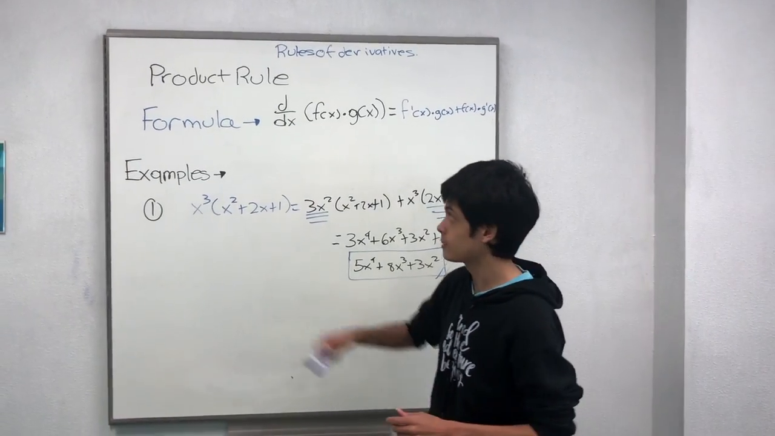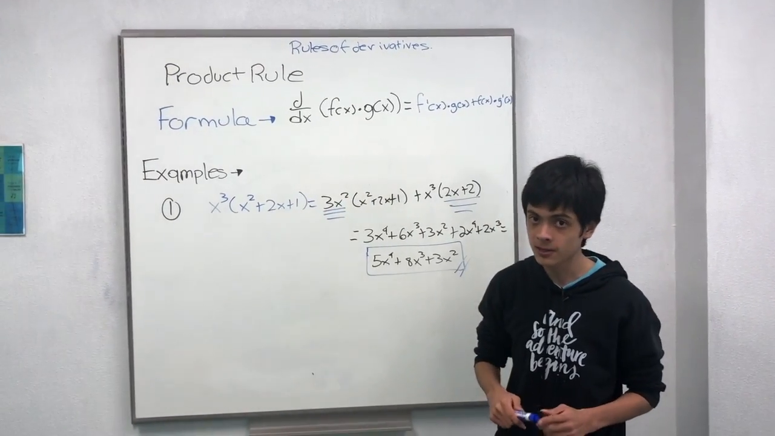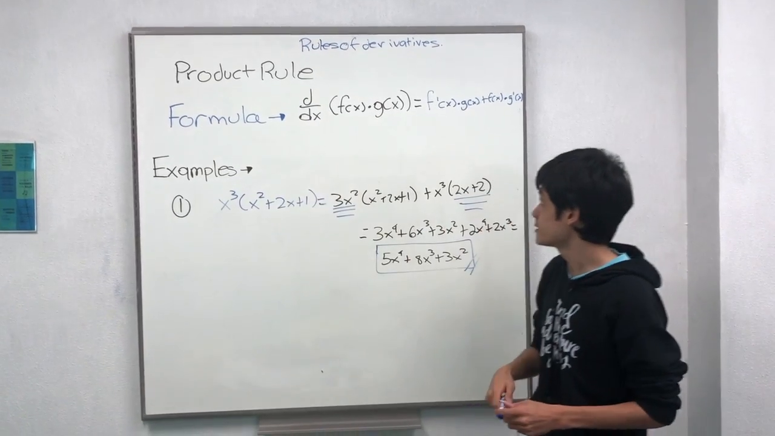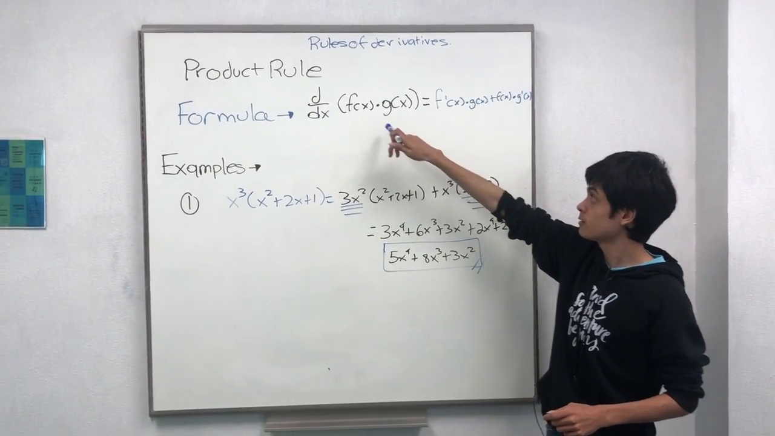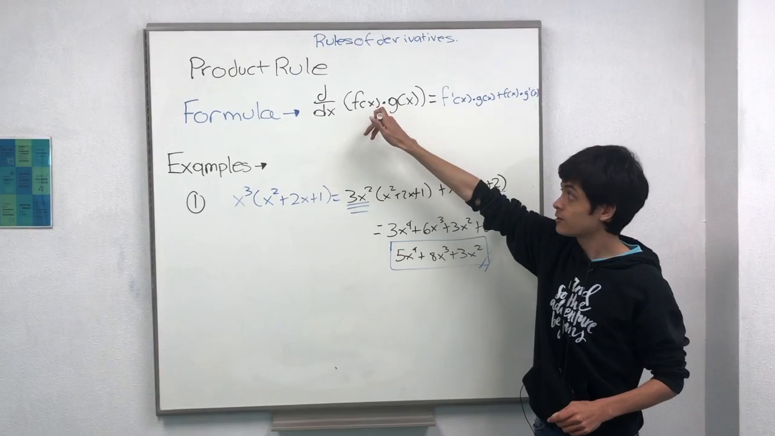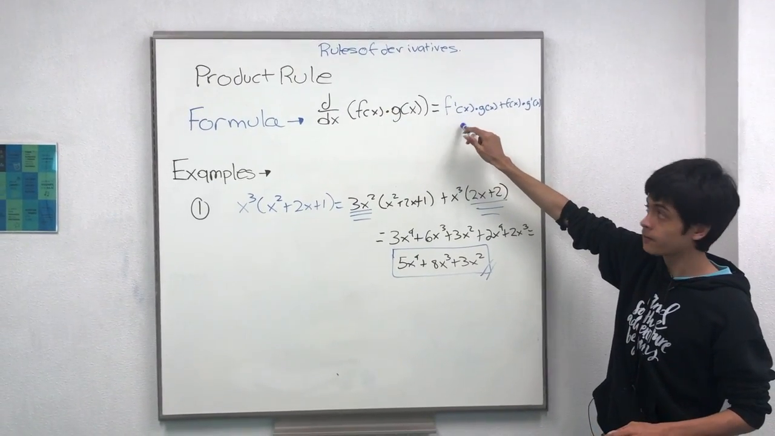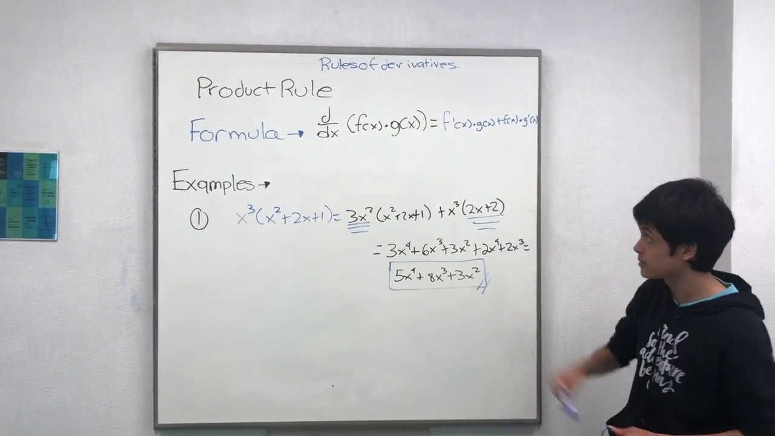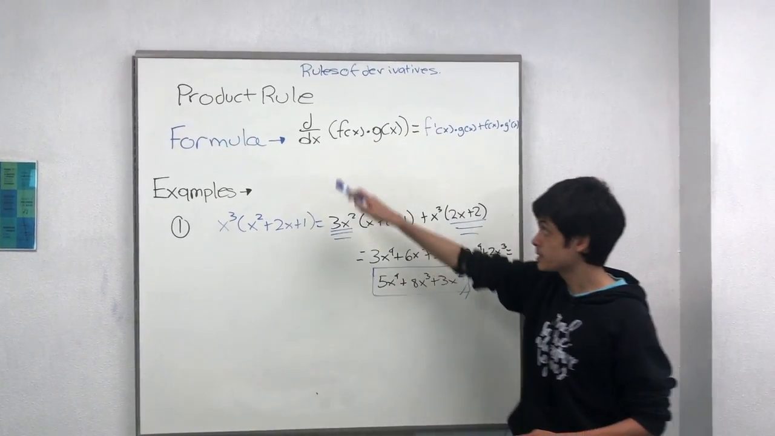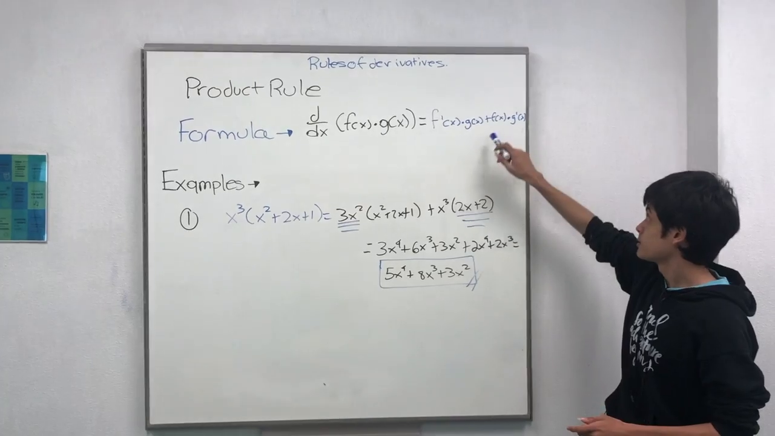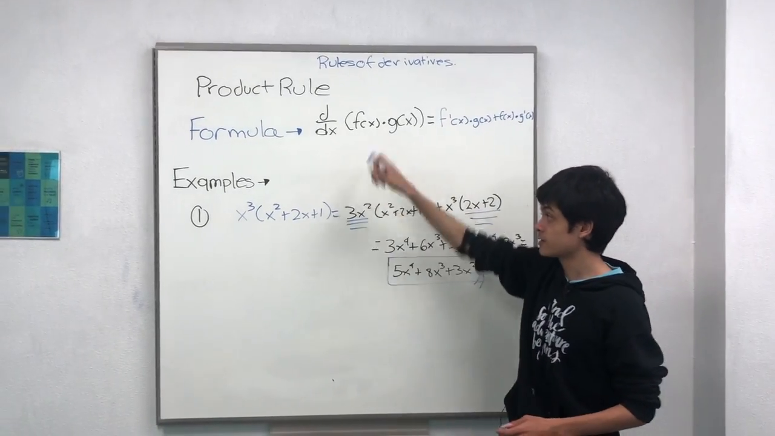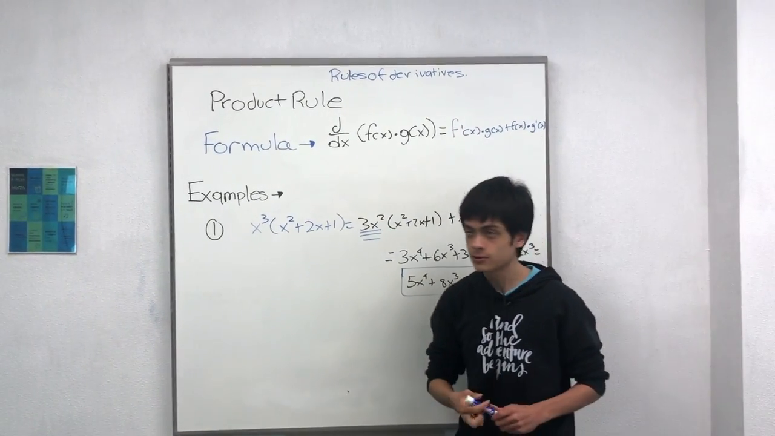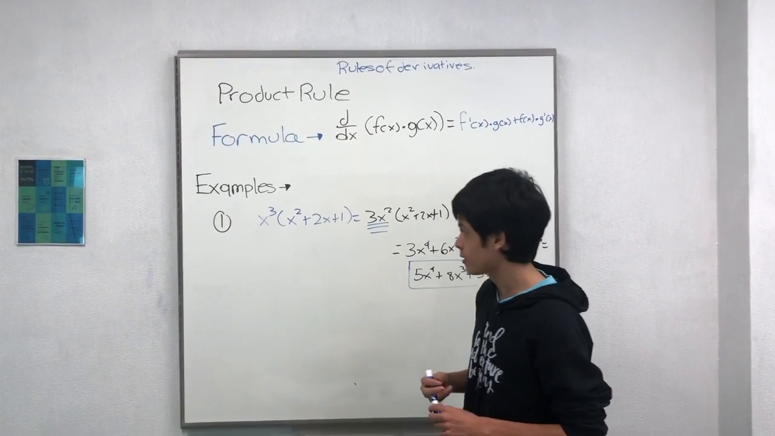First, we're going to start with the product rule. The product rule follows this formula, which means that if we have one function, it will be the derivative of that function multiplied by the non-derivative of the second function, plus the non-derivative of the first function times the derivative of the second function. Here are some examples to make it more clear.